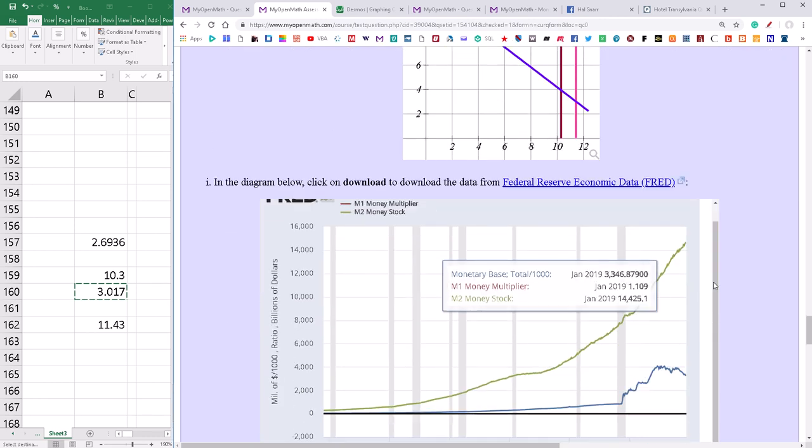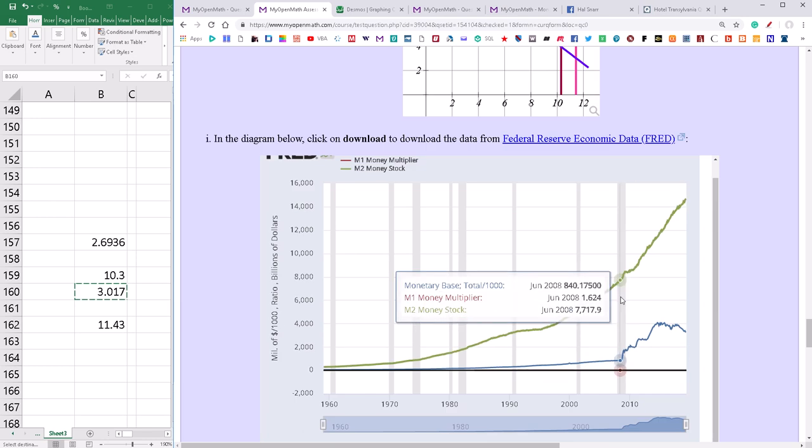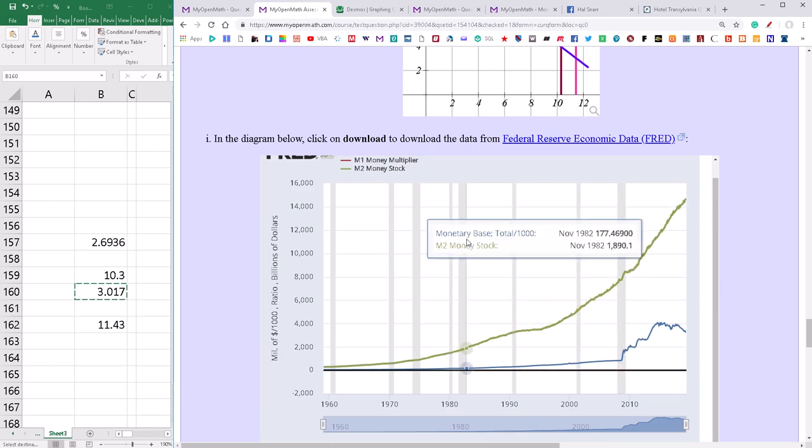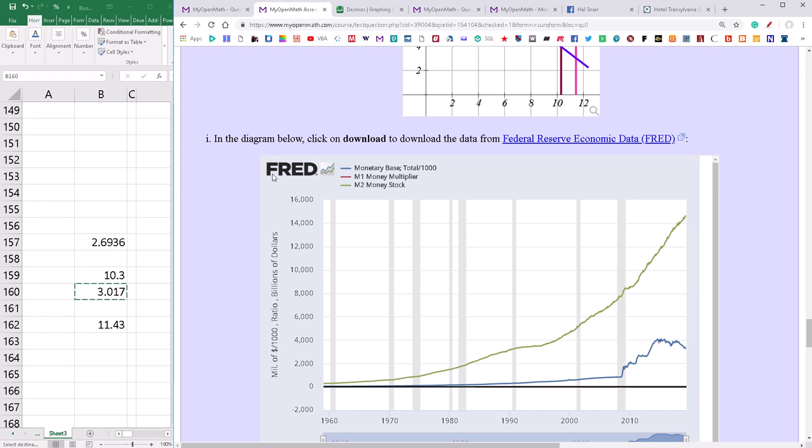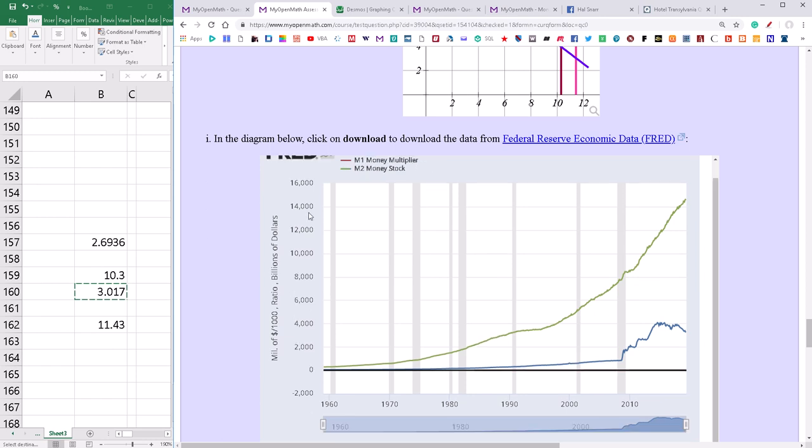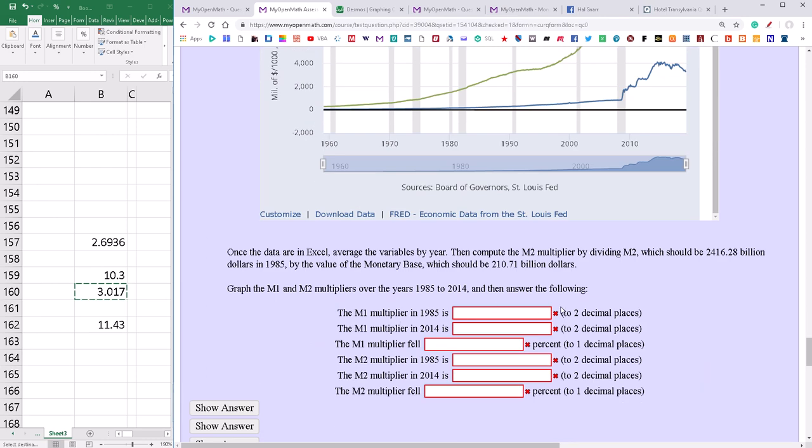Now down here is a little data project. I'm going to let you try to figure it out on your own. But this is from the Federal Reserve Economic Database, better known as FRED. You just follow the instructions down here. Okay? And that's the end of money creation via bank lending.